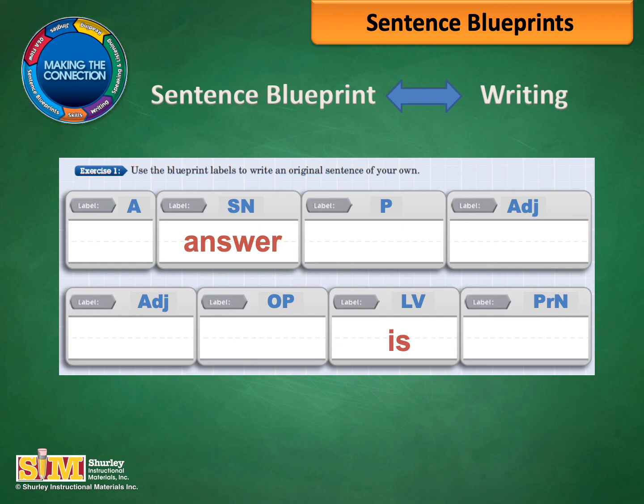Next, the student must come up with their verb choice. They know that this must be a linking verb, not an action verb. This student asked, "What is being said about answer?" Answer is. Verb.